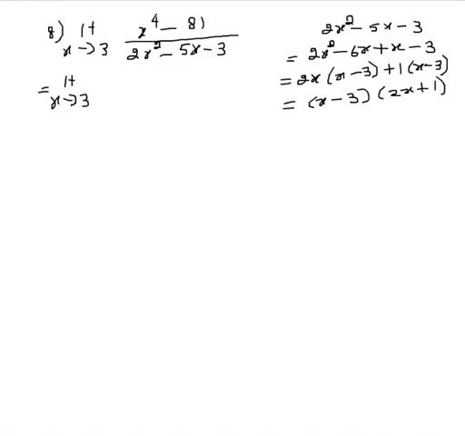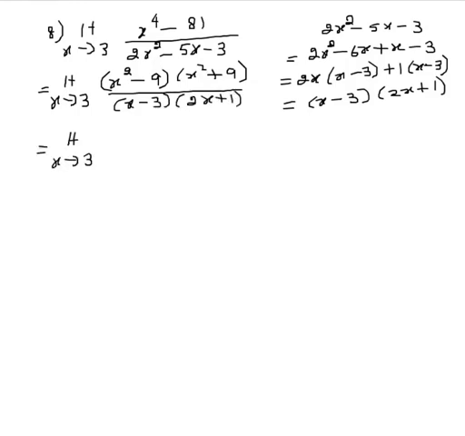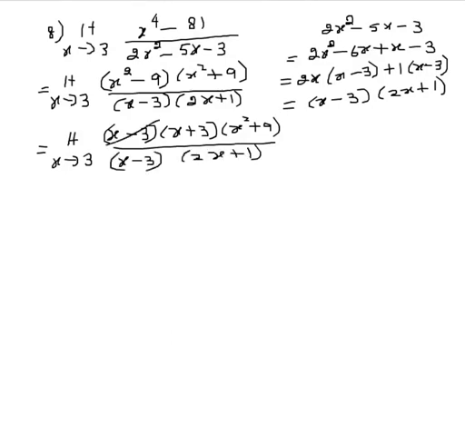We can factorize the numerator too. x square minus 9 into x square plus 9 divided by, the denominator is x minus 3 times 2x plus 1. Let us factorize x square minus 9, which is x minus 3 into x plus 3. Complete factorization is done. Divided by x minus 3 times 2x plus 1. Cancel the common factor. Now the denominator doesn't become 0.